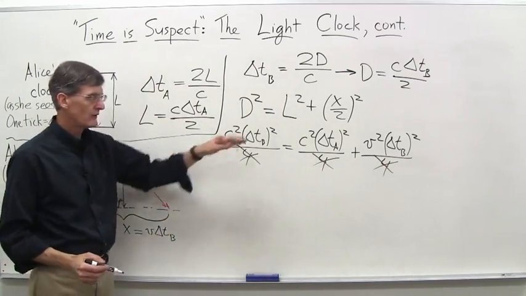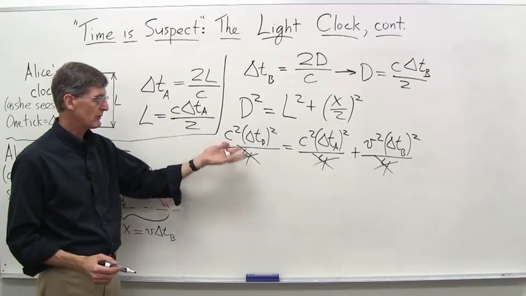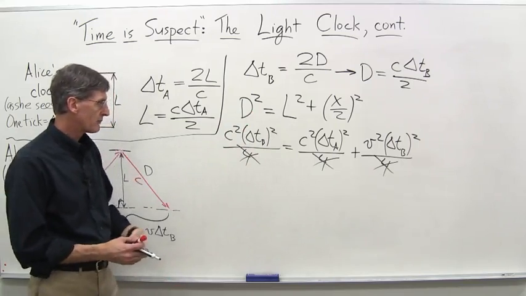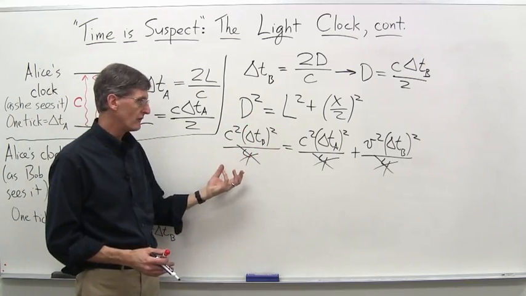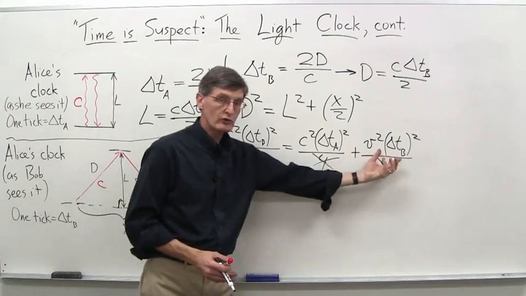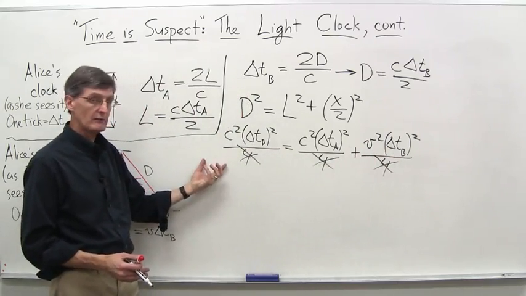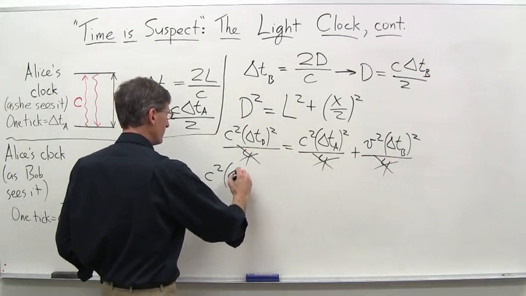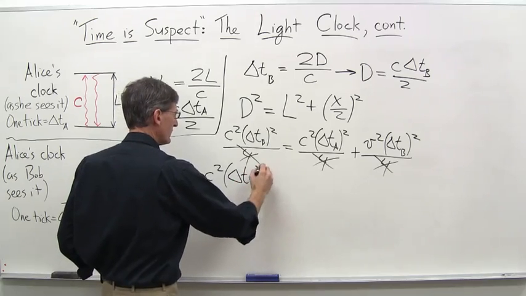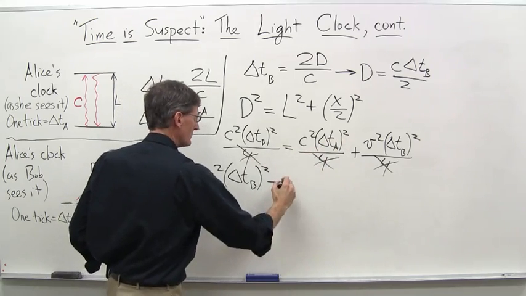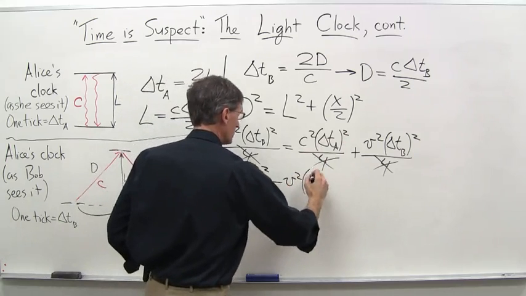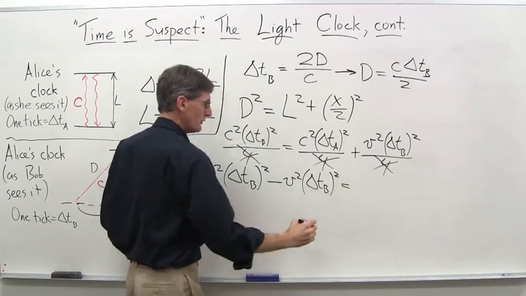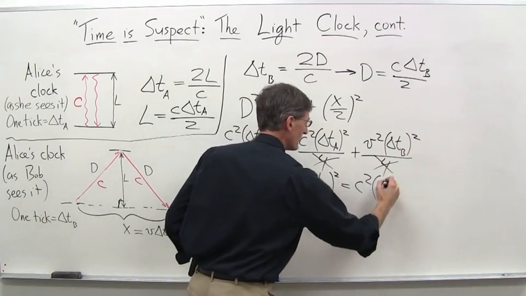And I'm just left with c squared delta TB squared equals c squared delta TA squared plus v squared delta TB squared. Let's bring all the delta TB squareds over on this side. So I'm going to take this term, subtract it from each side, bring it over here. So we'll write this as c squared delta TB squared minus that term, v squared delta TB squared, equals c squared delta TA squared.